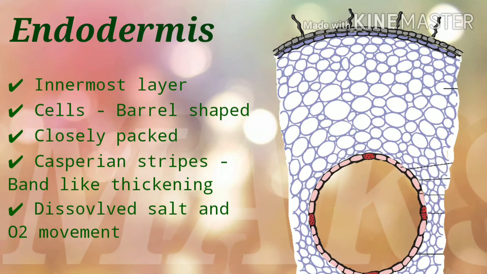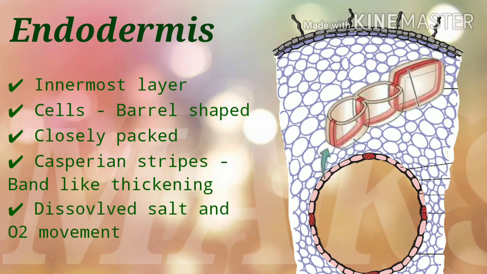The next layer in TS of dicot root is endodermis. Endodermis is the innermost layer of cortex. The cells of endodermis are barrel-shaped, closely packed. In between the cells of endodermis, a band-like structure is found, which is called Casparian stripes. These Casparian stripes help in the movement of dissolved salt and oxygen.